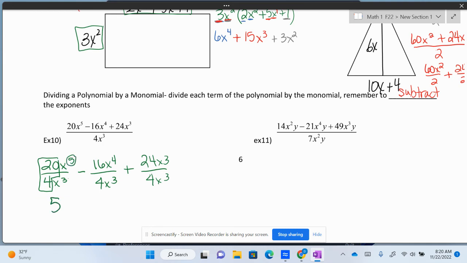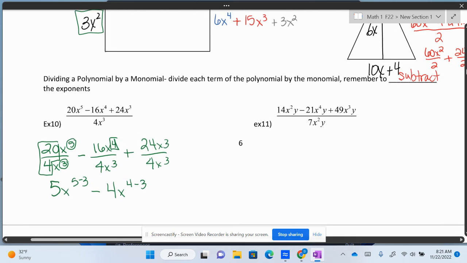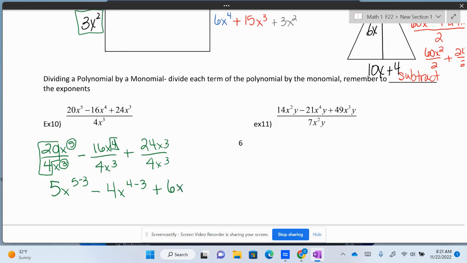I'm going to subtract the exponents. 5x to the 5 minus 3. I'm just going to leave it like that for a second. Minus, what is 16 divided by 4? 4. And then I'm going to subtract my exponents, x to the 4 minus 3. What is 24 divided by 4? 6. And my exponents, x to the power of 3 minus 3.